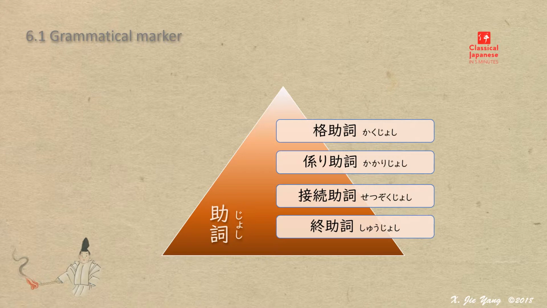Among them, those used with a noun are a main subgroup. Thus, there is a rather old grammatical term, te ni o ha, a word that lists four typical particles, which was widely used to refer to particles as a whole.